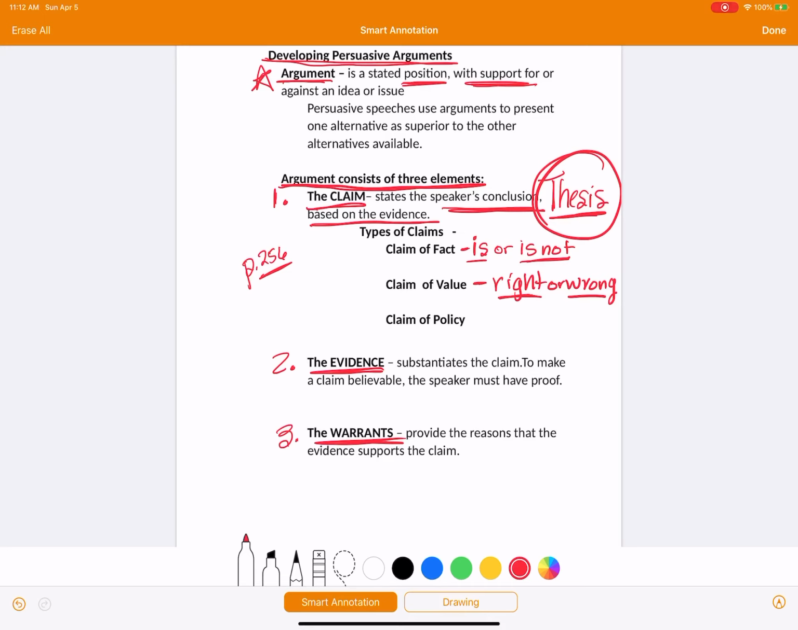All right, so a policy claim is a claim that you make that an action should take place or should not.